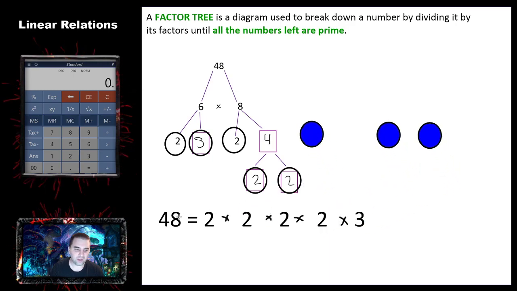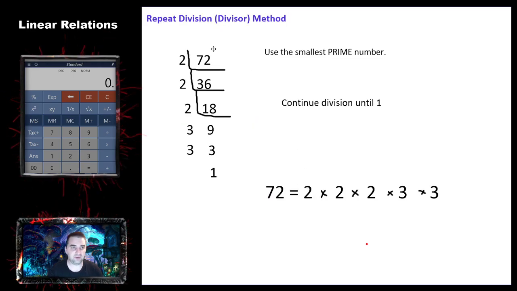from. So we have 48 is equal to 2 times 3 times 2 times 2 times 2, or if I arrange them from smallest to largest, which helps keep track of the order, 2 times 2 times 2 times 2, and 3. Okay? All right. Let's try the division or the divisor method.